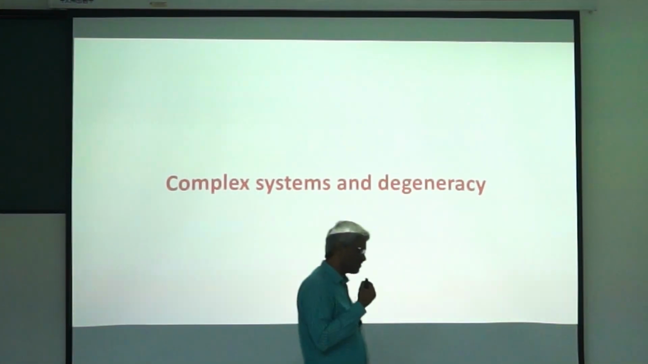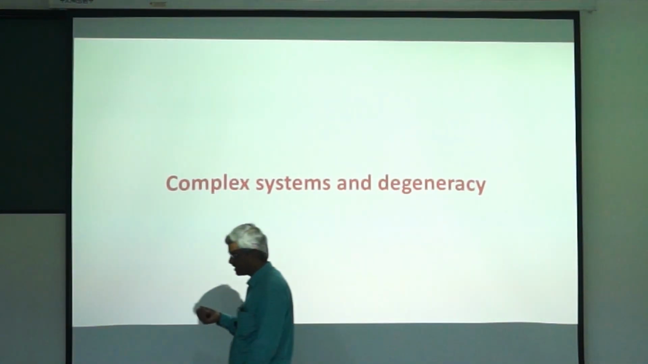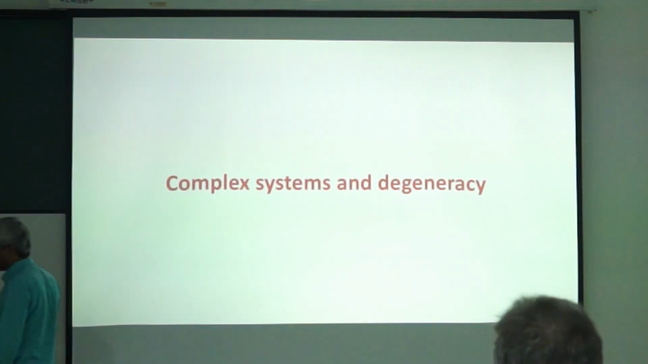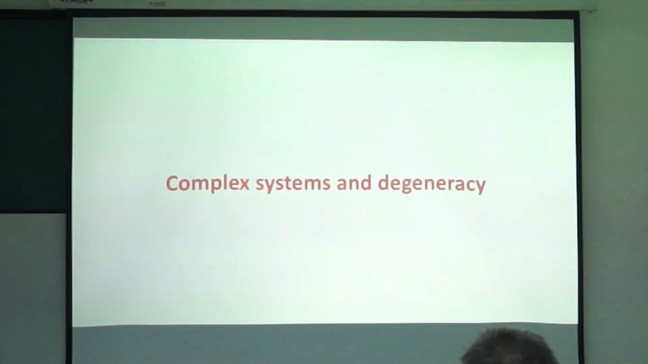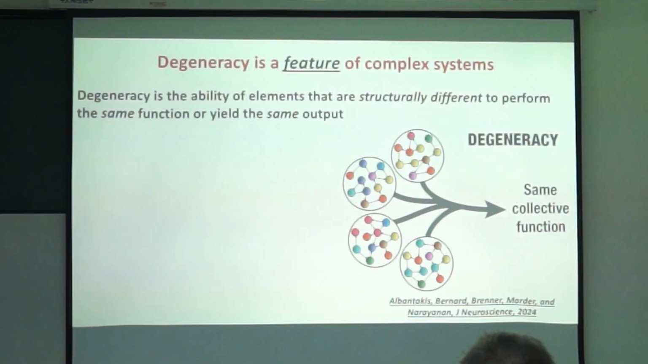So that is one aspect of what defines a complex system, where you have these motif-based interactions, and we saw that across different scales, you have these motifs prevalent. The second and most important thing, which explains all that heterogeneity that I was talking about, is what we call in biology, or in physics also, degeneracy. It doesn't have anything to do with neurodegeneration. It's a fundamental feature of all complex systems. It's the ability of elements that are structurally different to perform the same function or yield the same output.